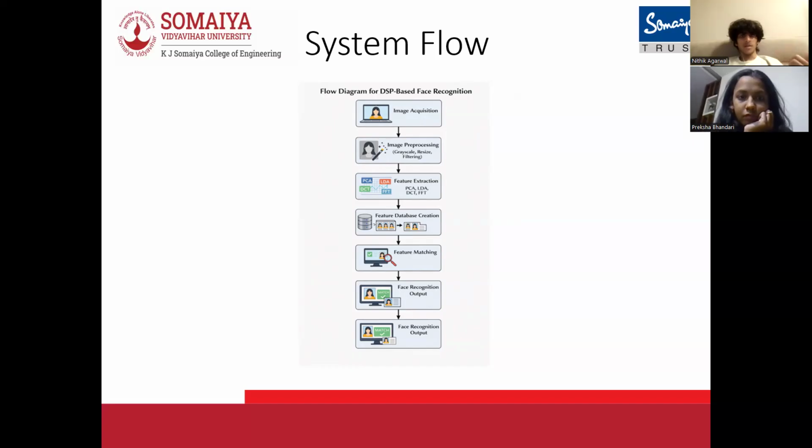In the feature database, this is stored in the database that we've created per person. For example, if we have two people, we'll make a different database for them and store their photos separately so that the extraction can work on this database. And then the database is used to match the current webcam output, and then the face recognition output is shown based on the database.